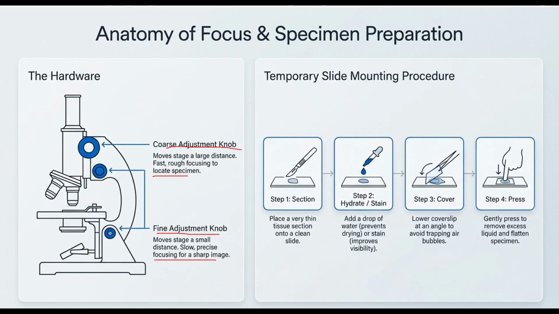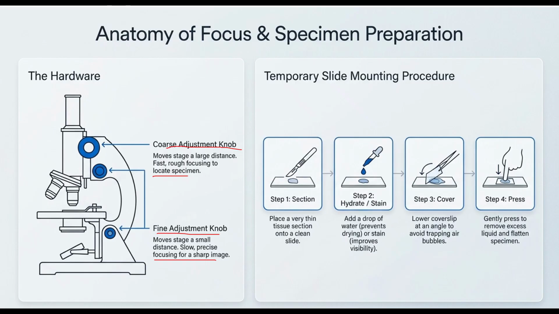so before advanced microscopy can occur, scientists must master microscope operation and specimen preparation, right? So the microscope contains two important focusing mechanisms, as we mentioned. The coarse adjustment knob moves the stage a large distance and is used for rough focusing. The fine adjustment knob moves the stage a much smaller distance, allowing precise image sharpening. Okay, and now let's see how to prepare the sample.